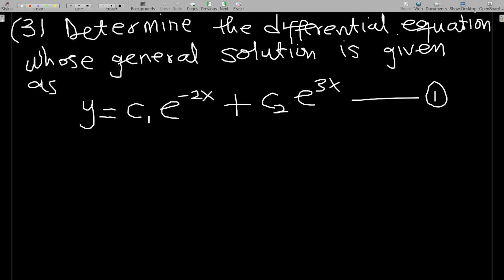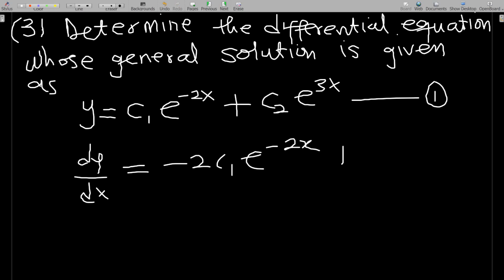we need three equations. One is the general solution given to us as your working solution, and the other two equations will be the derivatives you get. So you first find dy/dx, and dy/dx is equal to minus 2 c1 e to the negative 2x, then plus 3 c2 e to the 3x.